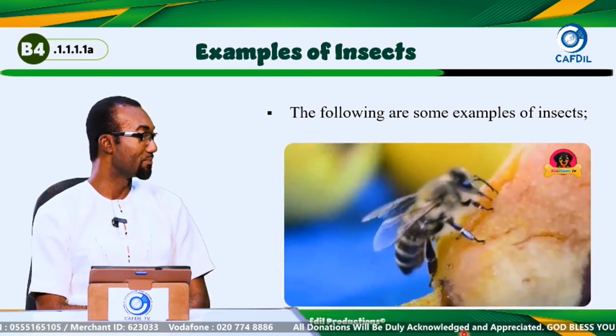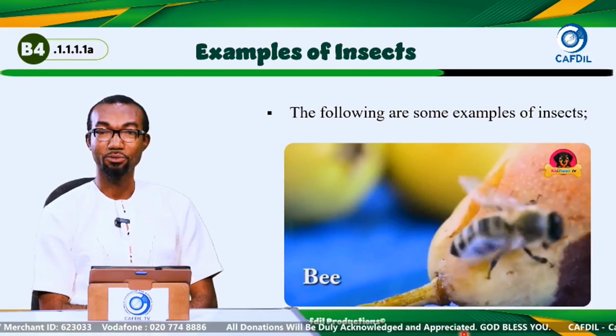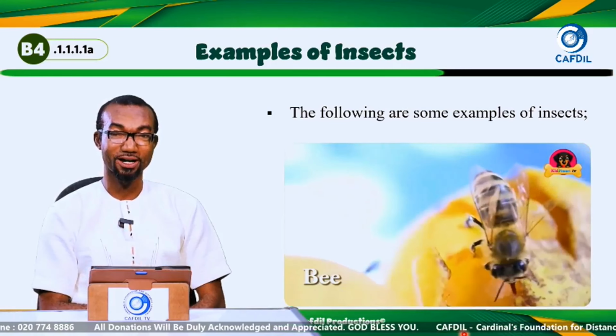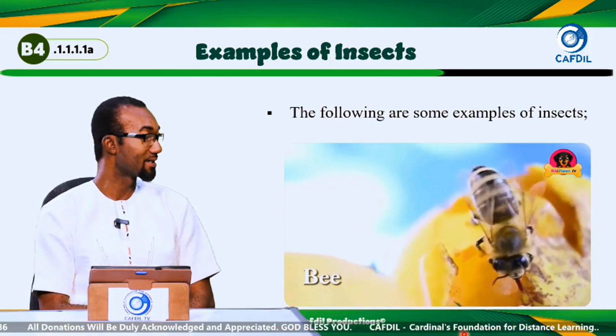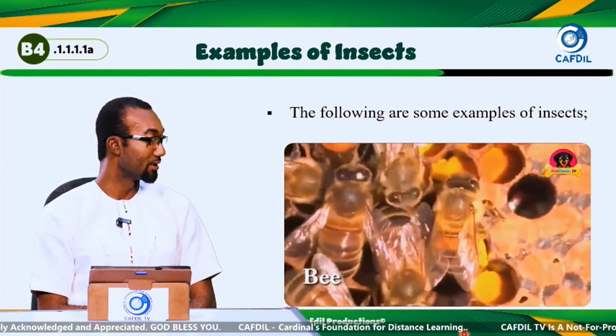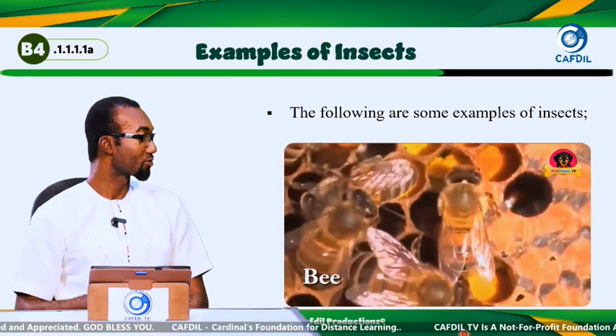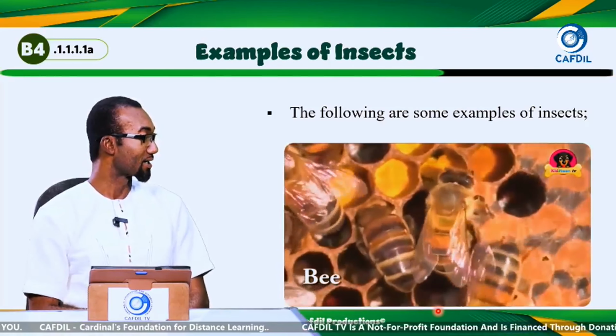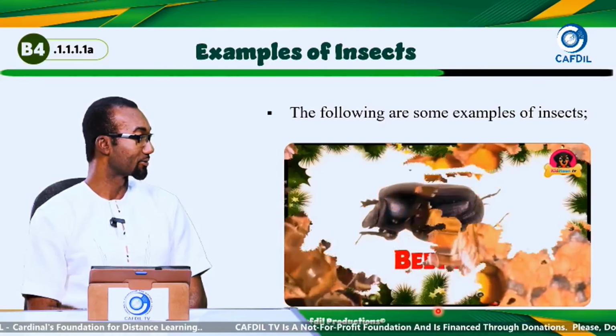The next one is a bee. I hope you have seen a bee before. Even if you haven't seen one before, I know that you know some of the things bees do for us. They give us honey to eat. So the bee is also an example of an insect.